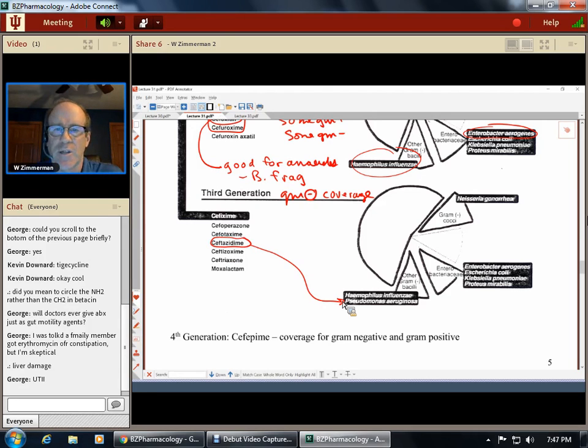So, which would you use against Pseudomonas? Ceftazidime, or maybe ticarcillin, piperacillin with tazobactam? Depends on what culture and sensitivity show. Probably both, hopefully, will work. But you might find that one's a little bit better. I'll just say good activity here.